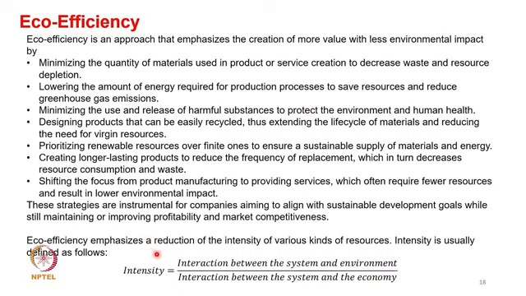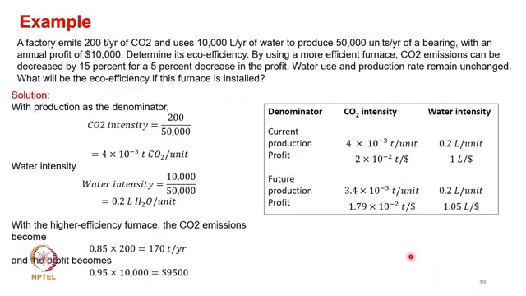So, now let us define something known as intensity. What is the difference? Eco-efficiency emphasizes the reduction of the intensity of various kinds of resources. So, intensity, how do we now quantify it? As the interaction between the system and the environment, and the interaction between the system and the economy. So, again, consider an example.